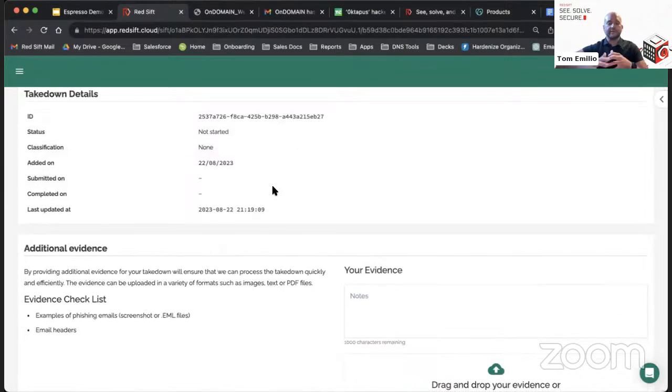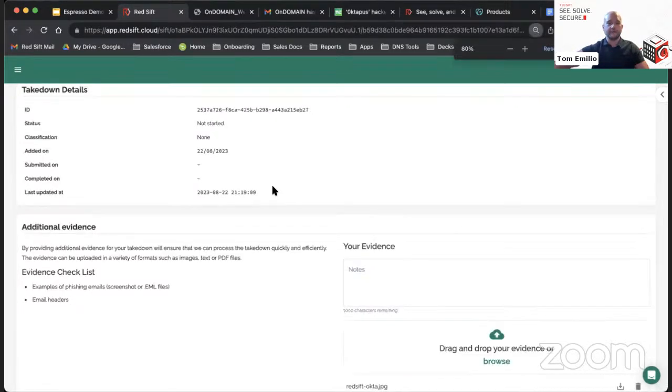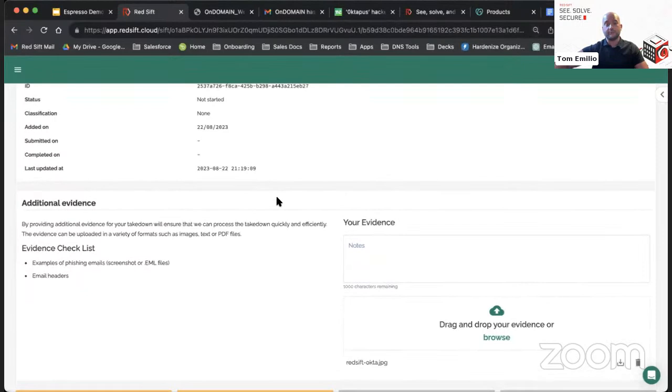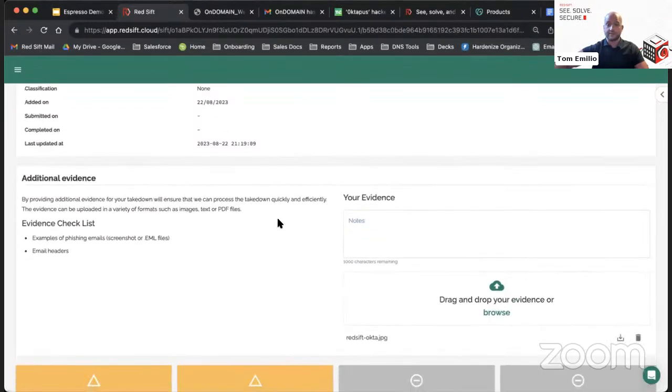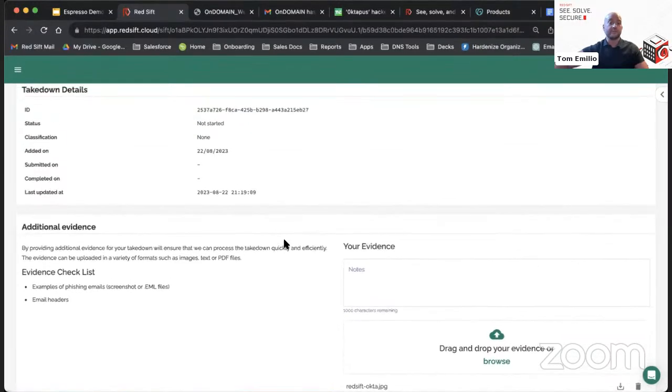But again, to recap, with takedowns, if you've ever dealt with them, it's a pain. You've got to loop in legal. You've got to jump through all these hoops. Contacting different domain registrars and hosting providers across the planet is super tough. As things get hosted internationally in different parts of the world, there are language barriers. It becomes harder, and some of these hosting providers and registrars are more sophisticated.